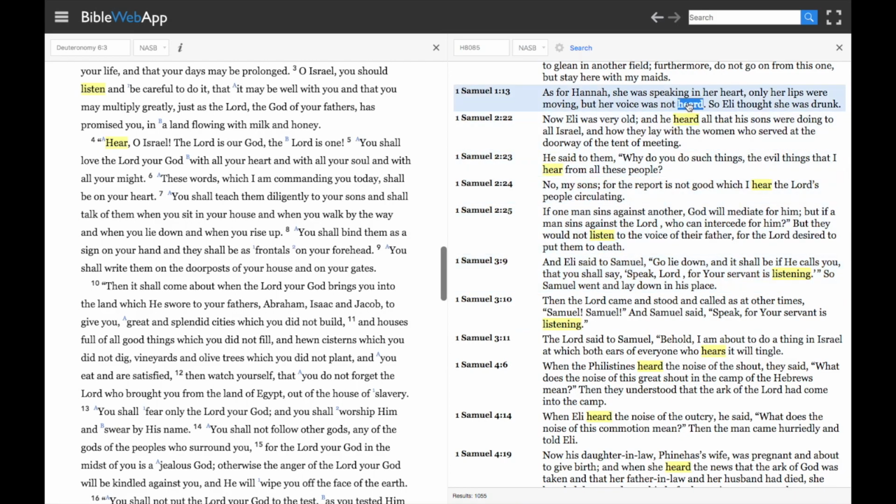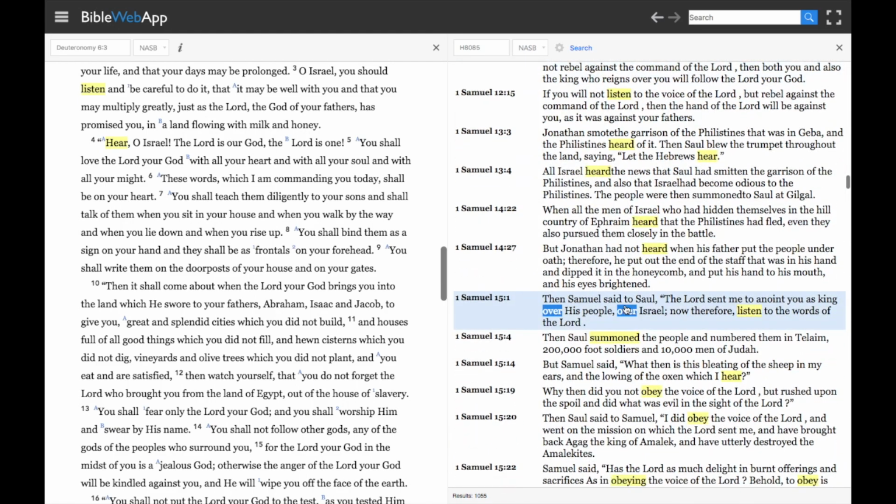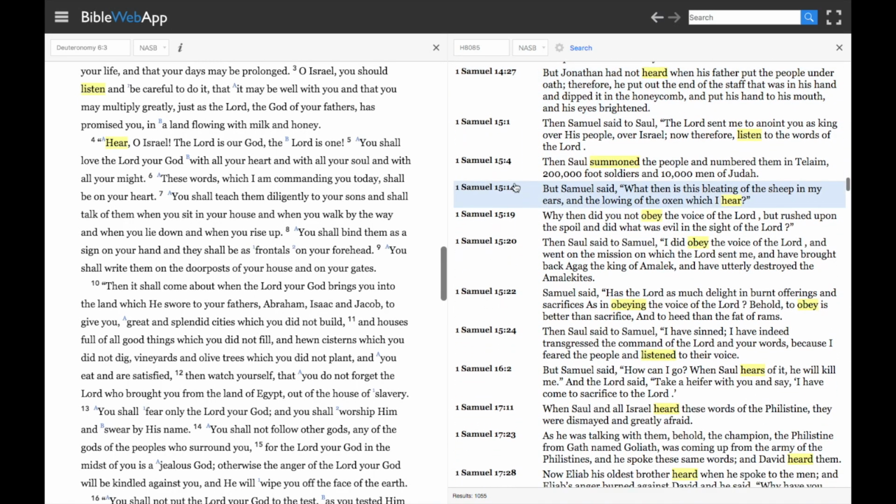So you notice the word is actually highlighted here. So we have heard, heard, hear, hear, listen, listening, etc. If we move down and get to chapter 15, which is where we were looking at the passage this past Sunday, we have 1 Samuel 15:1, 15:4, 15:14, 15:19, 15:20, 22, and 24. These are all the different usages of that word in our passage. And so this is actually where I got a lot of my information for preaching this past Sunday.